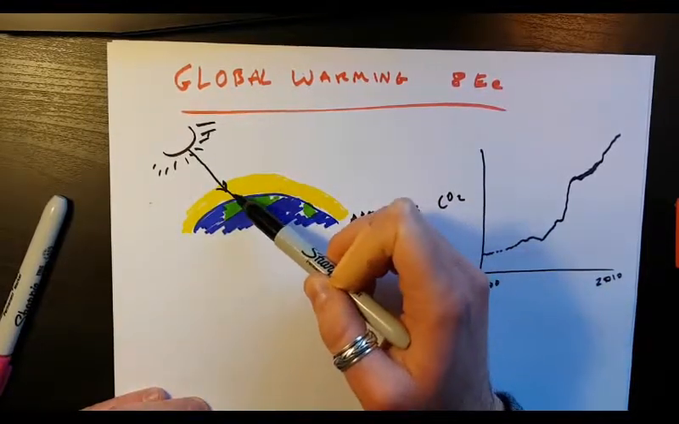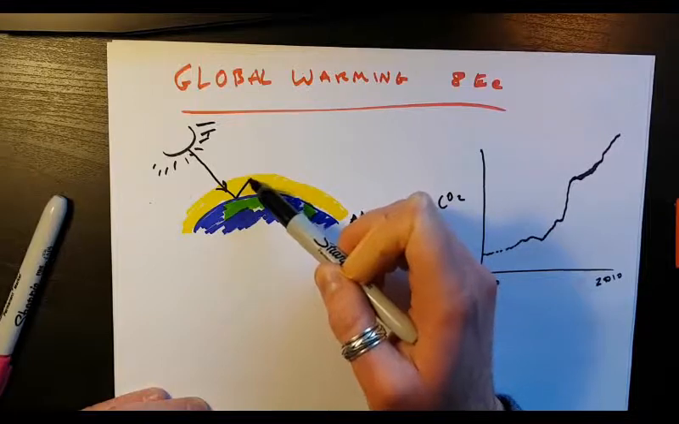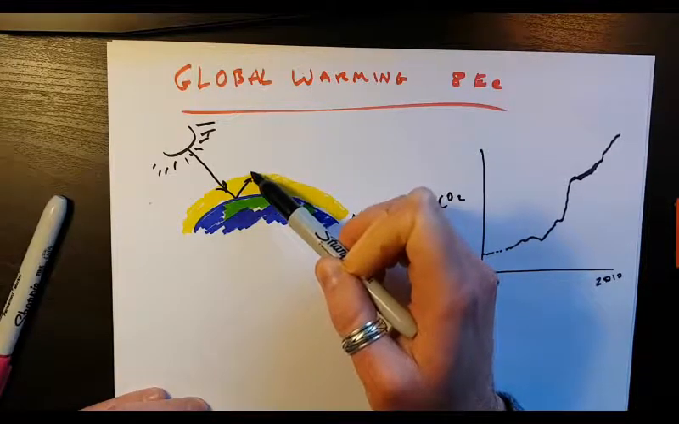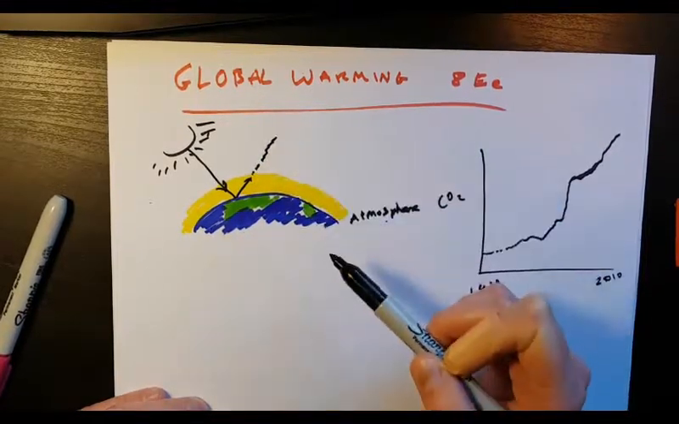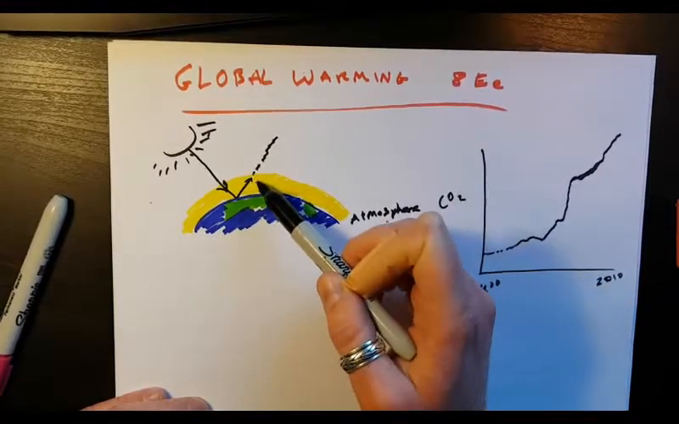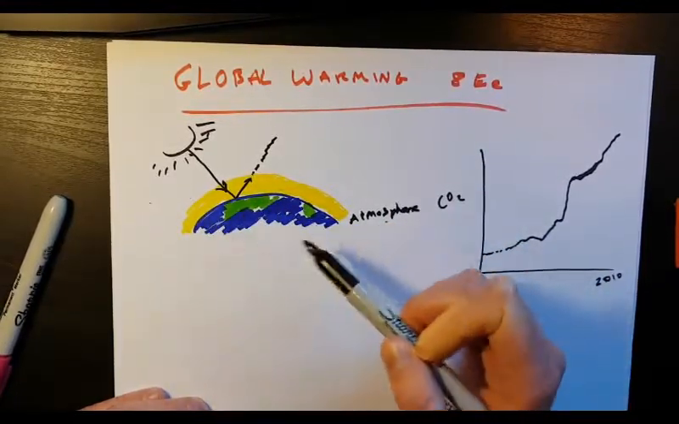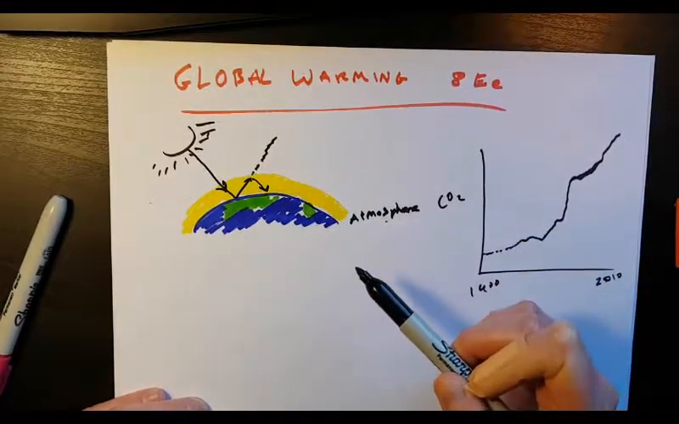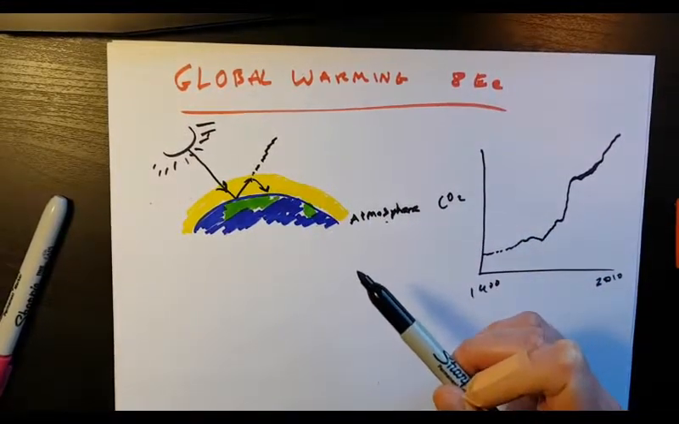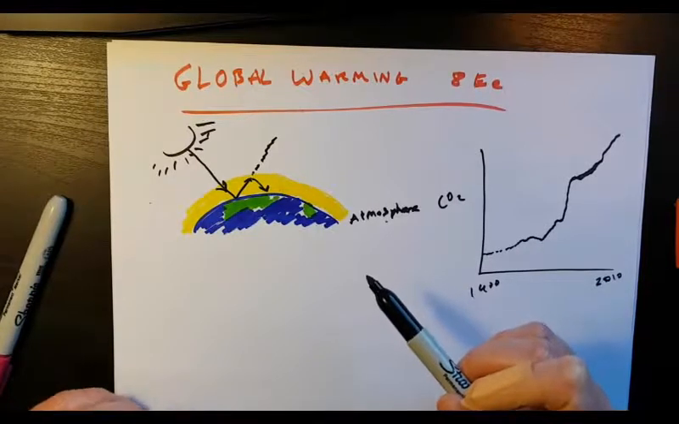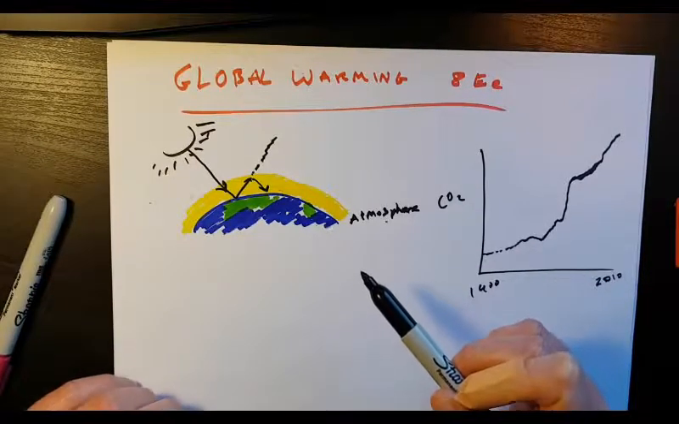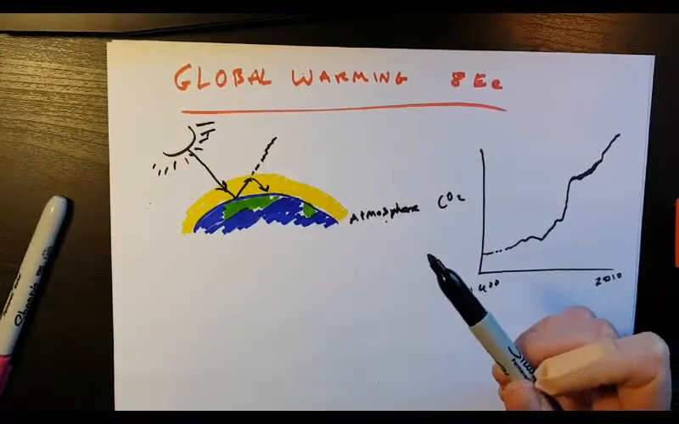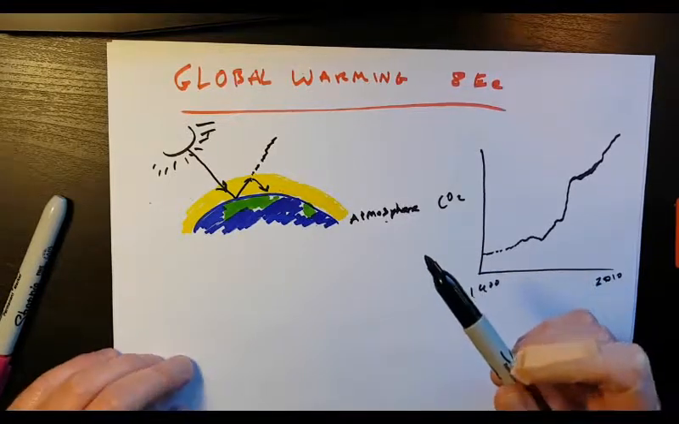Some of that energy would be reflected off the Earth, okay? And then some would be transferred out, but then some would be absorbed by the gases in the atmosphere and reflected back into the Earth. So that's what keeps our Earth at a good temperature, okay? Now, what's the problem with global warming? What's the problem with too much carbon dioxide?